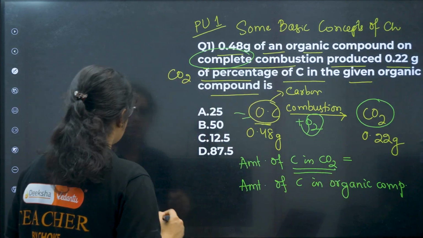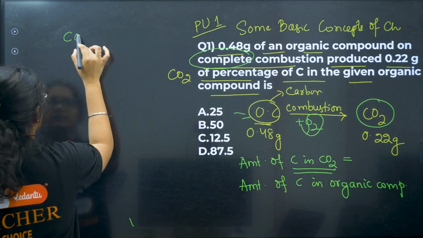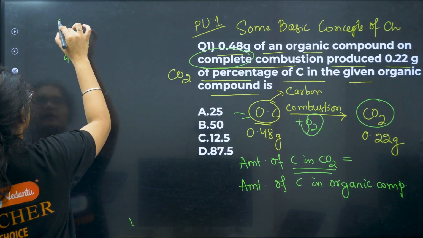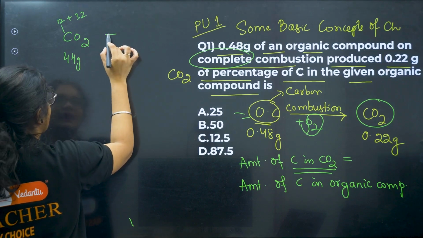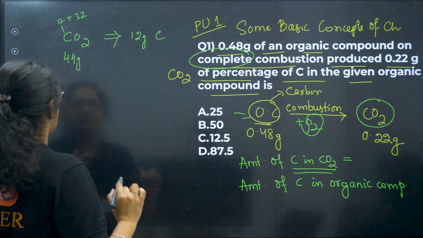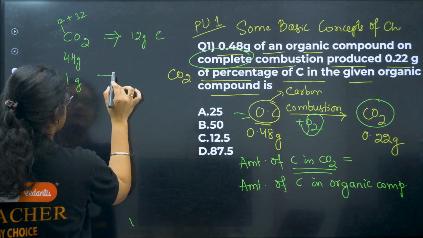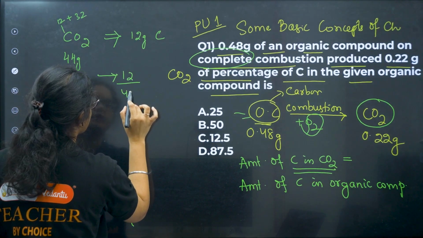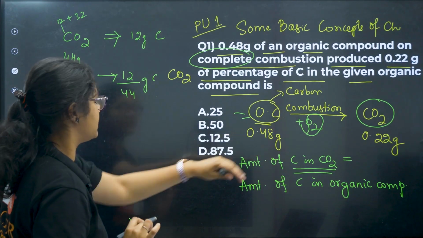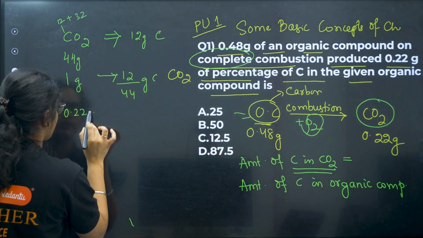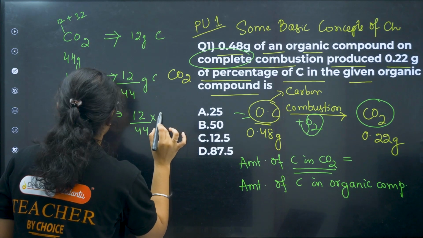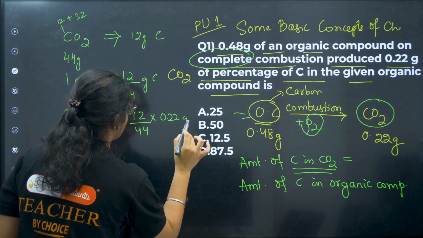Okay, so now we know that in a normal carbon dioxide, if the carbon dioxide mass is 44 gram, we know molar mass, if you add this is 12 and this is 32, right? 44 gram of carbon dioxide contains 12 gram of carbon, right? Now 1 gram of carbon dioxide will contain 12 by 44 gram of carbon, right? Now we have how much carbon dioxide in the question, that is 0.22. So I can say 0.22 gram of carbon dioxide will contain 12 by 44 into 0.22 gram of carbon.